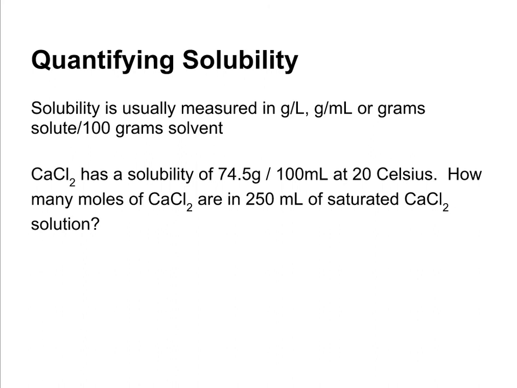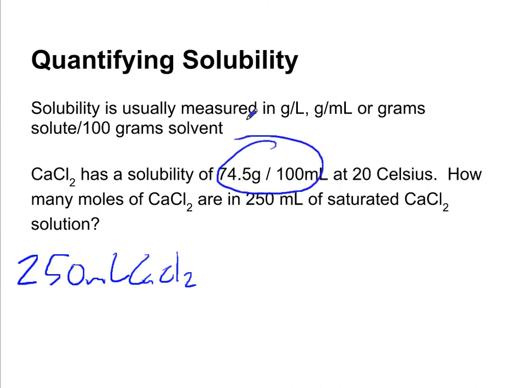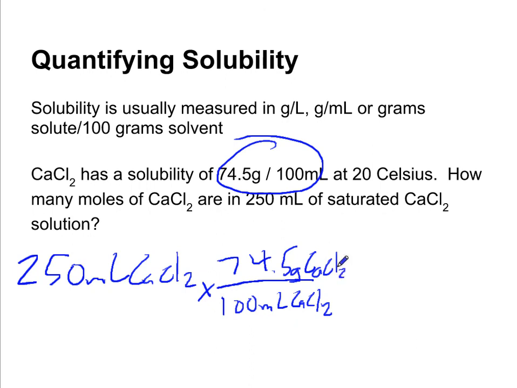Well, if we know it's a saturated solution, that means it's got the maximum amount of solute dissolved per amount of solvent that we have. So we're going to start with this 250 milliliters of calcium chloride. And we can use the solubility as a conversion factor to go from milliliters to grams. So we know that for every 100 milliliters of calcium chloride solution, there's 74.5 dissolved grams of calcium chloride.